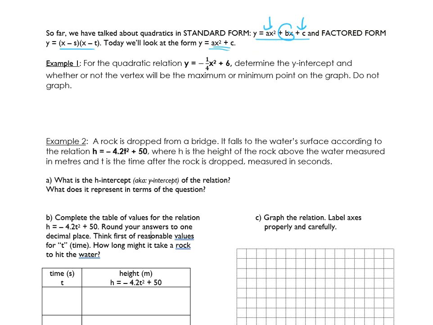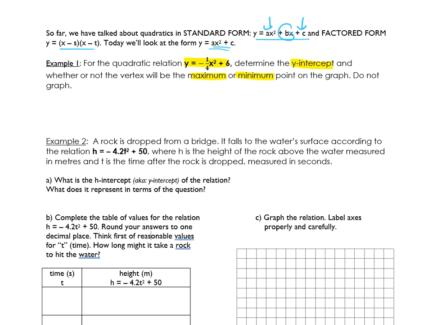Example 1, for the quadratic relation y equals 1/4 x squared plus 6, determine the y-intercept and whether or not the vertex will be the maximum or the minimum point. Do not graph.